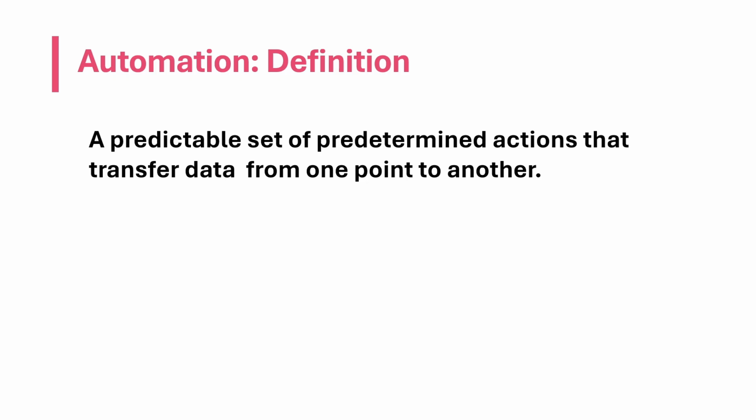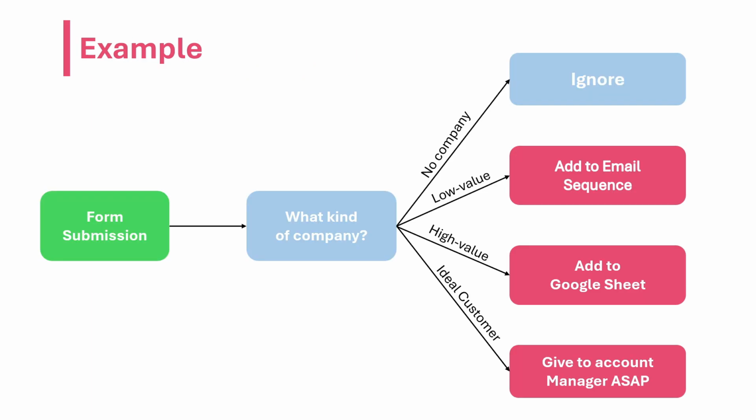Predetermined action means you have already given a certain pattern or algorithm to the automation tool so that it performs the task in a repetitive mode, and it will transfer your data from one point to another based on certain criteria and conditions. For example, in n8n you can set a trigger, like when a form is submitted, then you define what happens next, whether it goes to a Google Sheet, an email sequence, or directly to a manager.